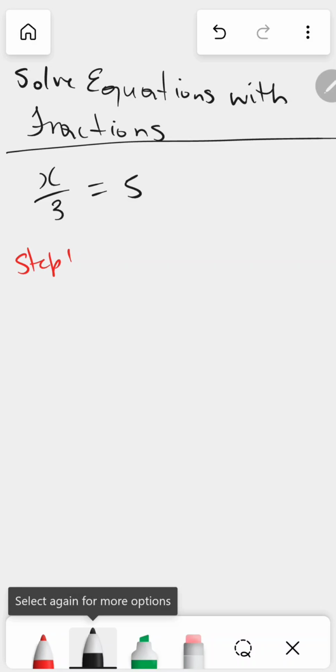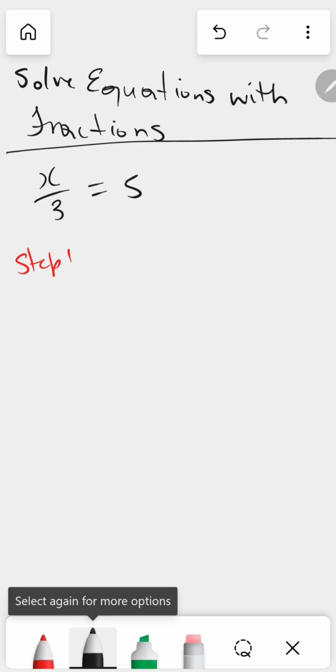Many students usually become nervous when they see fractions, but by the end of this lesson, you will learn a simple method that will make these equations so much easier. So let's get right into it.